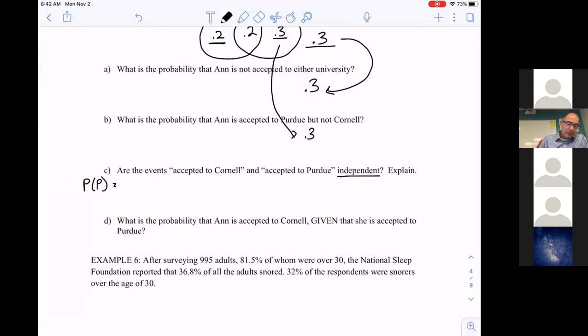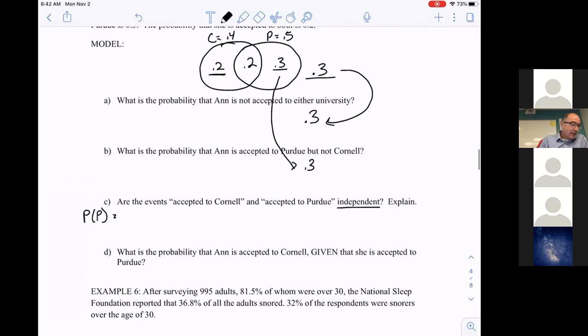This is the probability of being accepted to Purdue. We know that. What's the probability that we get accepted to Purdue? That gives me 0.5. What I want to compare that to, to see if they're independent, is the probability of being accepted to Purdue, given that Anne was also accepted to Cornell. That's our comparison. We want to see, does the existence of Cornell change the likelihood of Purdue? That's how we check for independence, but we have to do this calculation now.